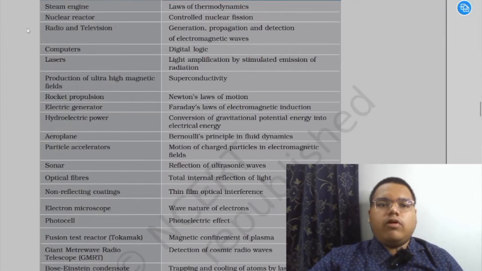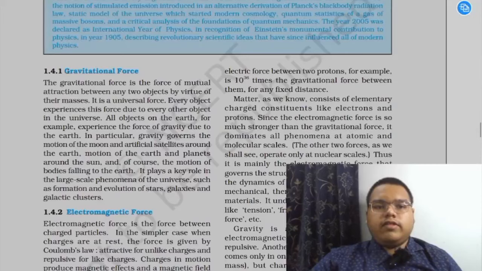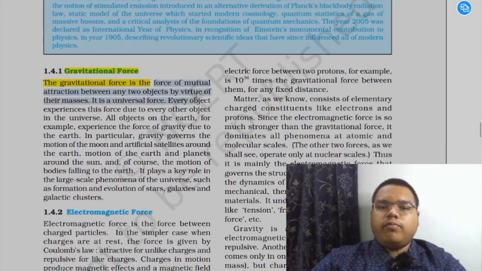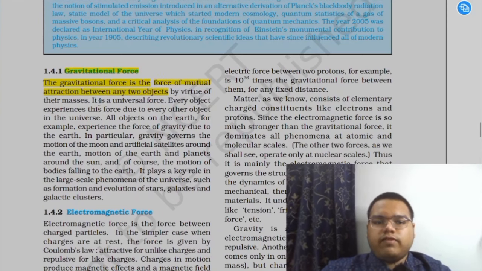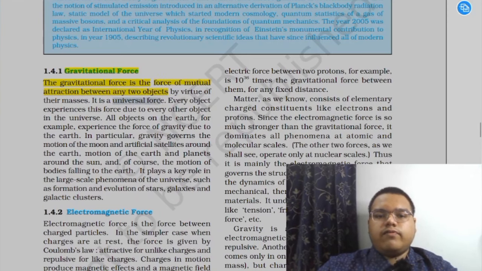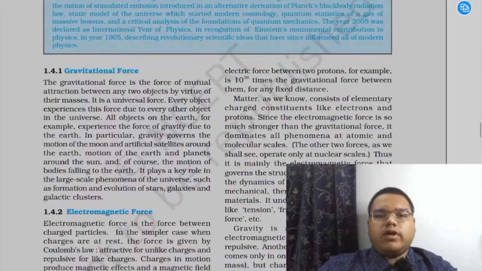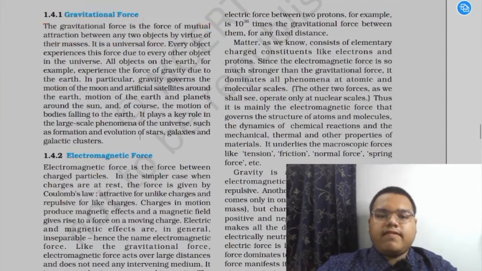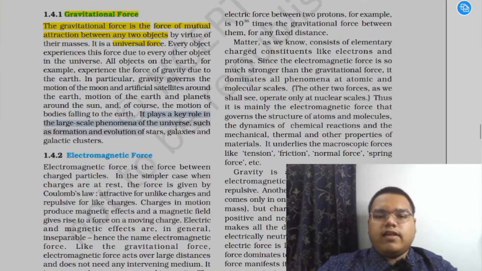Now most people know all this. Now starting with the gravitational force. Gravitational force is the force of mutual attraction of two bodies by virtue of their masses. This is a universal force, and most forces are considered to be gravitational forces. It is a weak force, but it plays a key role in large-scale phenomena of the universe.